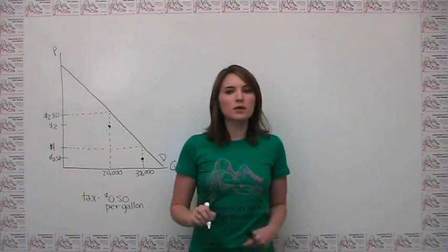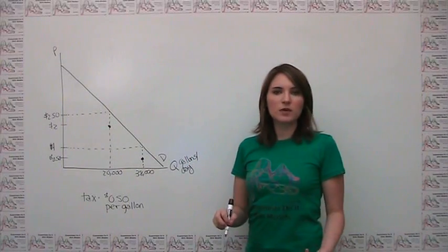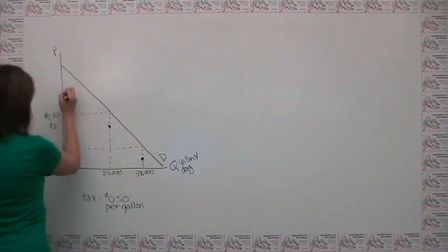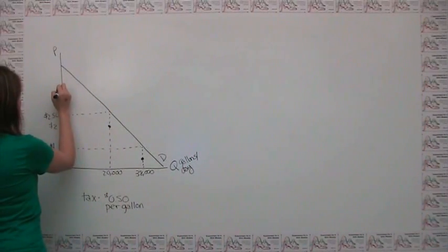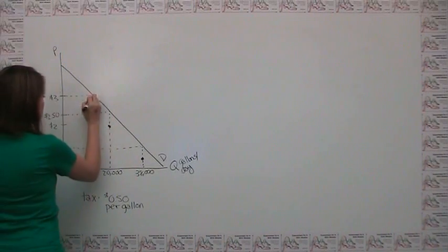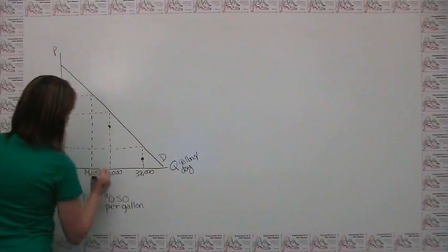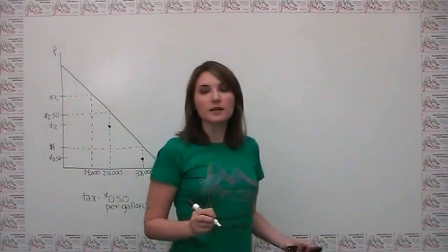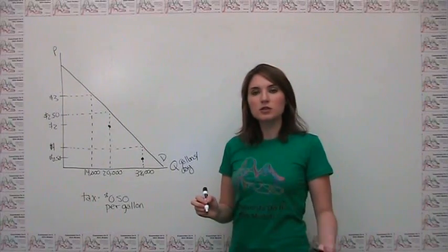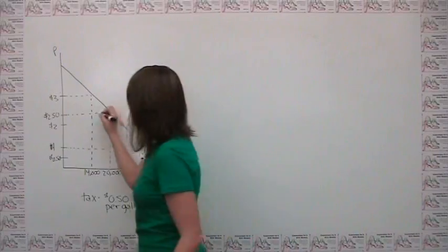We can do one more example. Let's say at a price of $3, consumers demand 14,000 gallons of gasoline. We can put that point up here. Again, if 50 cents of that is going to the government, $2.50 of that is left over for the producer. We can see that point is right here.